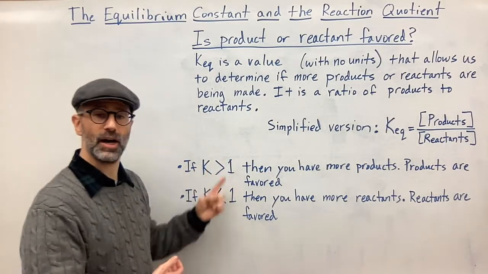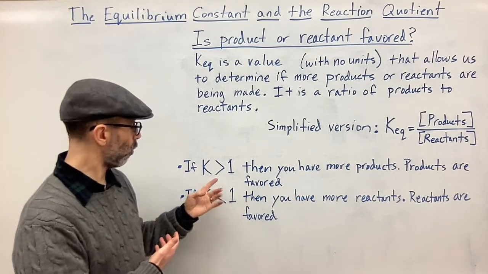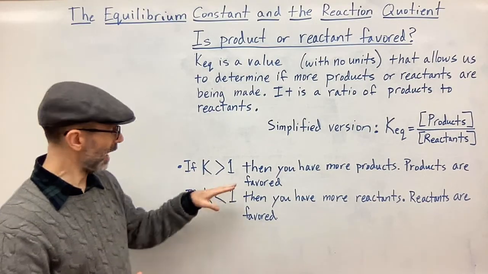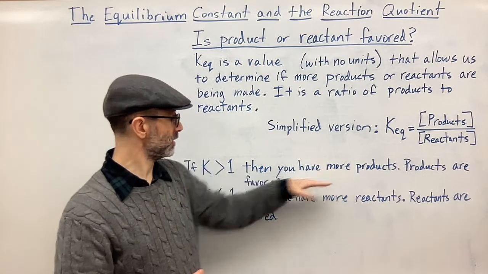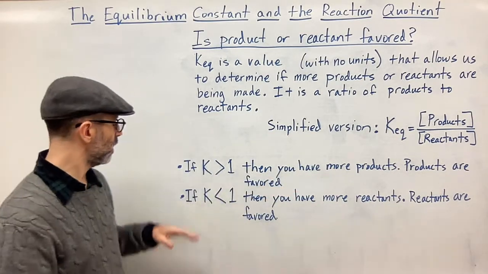So if you have an equilibrium constant that is large, or above 1, then that means that you're going to have more products, and products are favored at the equilibrium for this reaction.